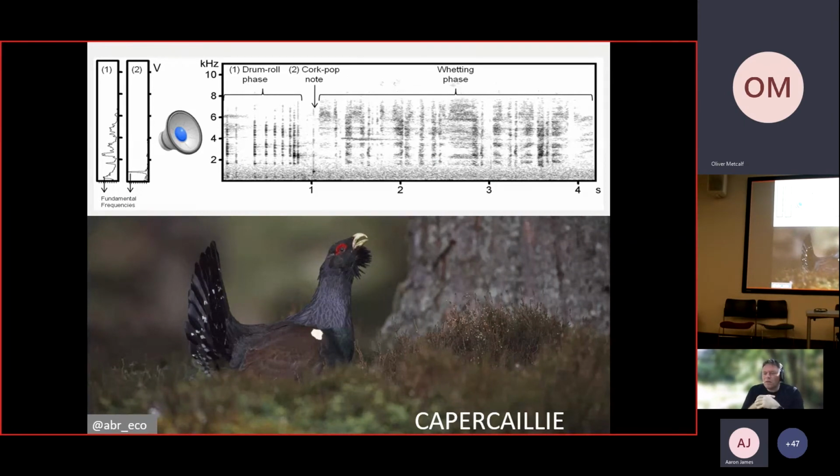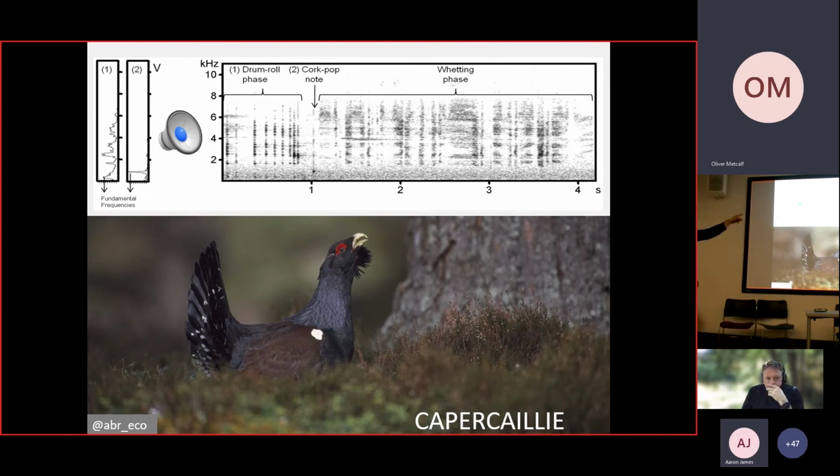I won't try playing the sound because we've got enough issues with sound today. But Kappa-Cayley's had a pretty distinctive song, if we can call it that. They start off with this sort of lowish frequency drum roll, lower frequency than that, and then the cork pop note, so a single, and then they have this wetting phase, as it's called, sort of a scratching bit at the end. And that bit's not particularly distinctive, but this bit is.